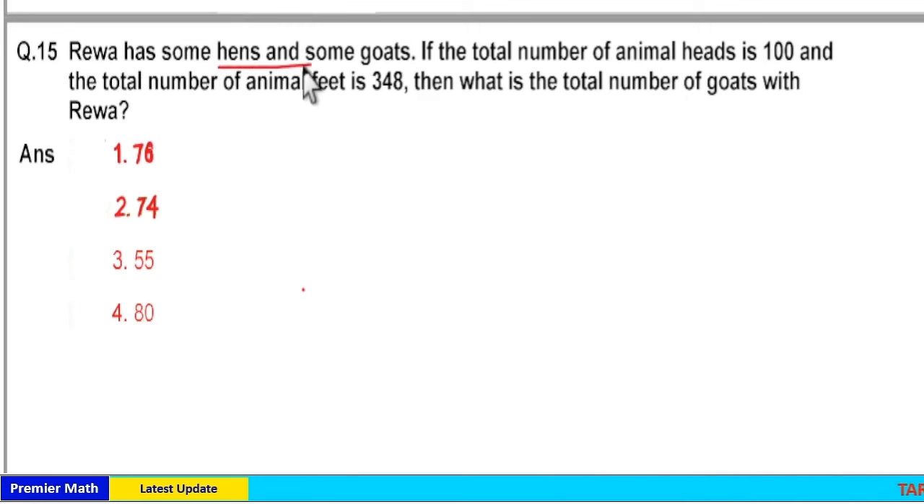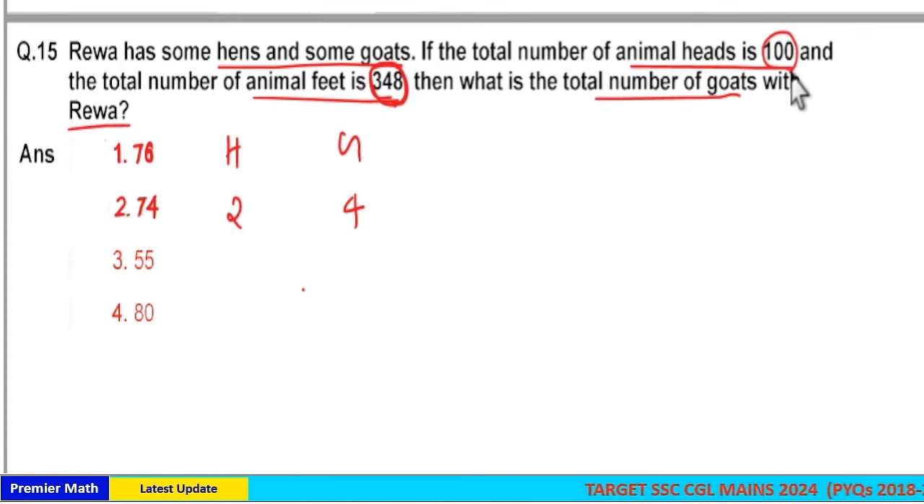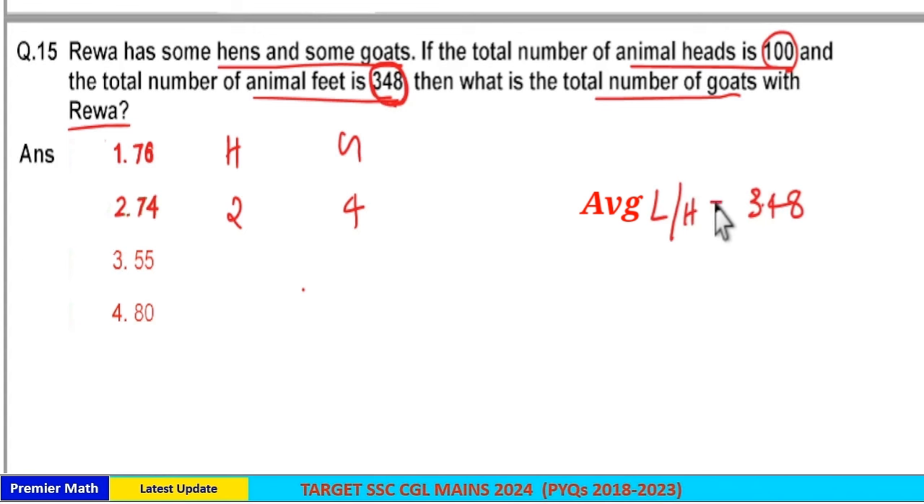Seva has some hens and some goats. If the total number of animal heads is 100 and the total number of animal feet is 348, then what is the total number of goats with Seva? Here you can use the alligation method. You know hen has 2 legs and goat has 4 legs, and here the total number of legs is 348. Now take the average, which is 348 divided by the total number of animals, 348 by 100, that is 3.48. That is, average legs per head is equal to 3.48, which is the average of these 2 and 4.